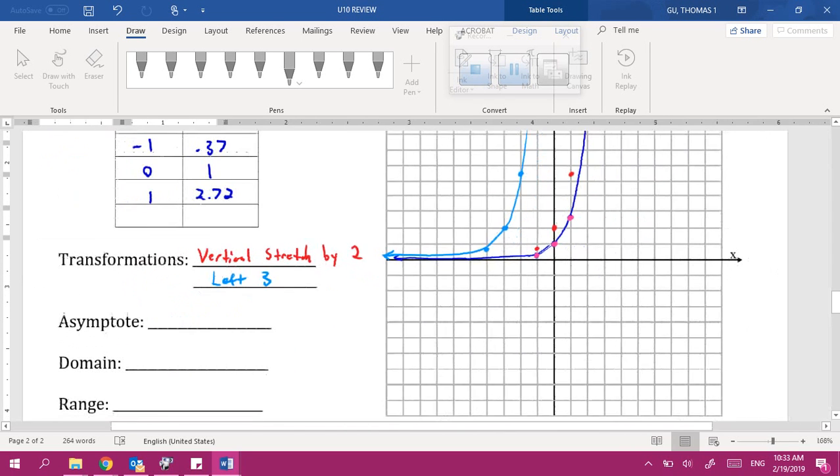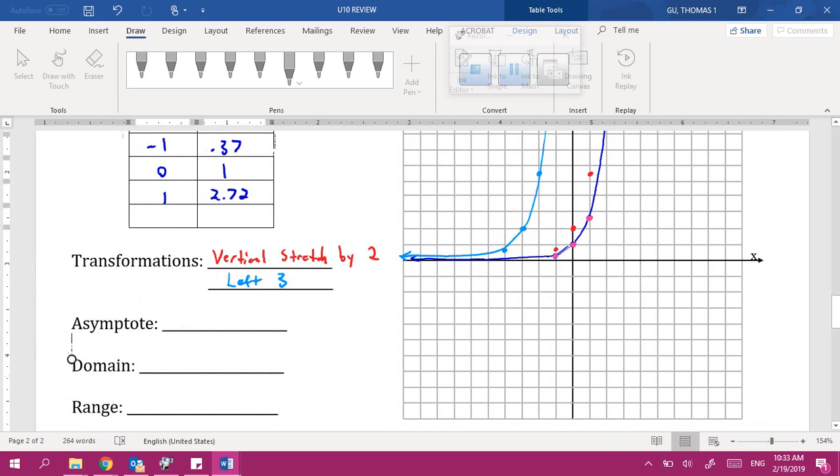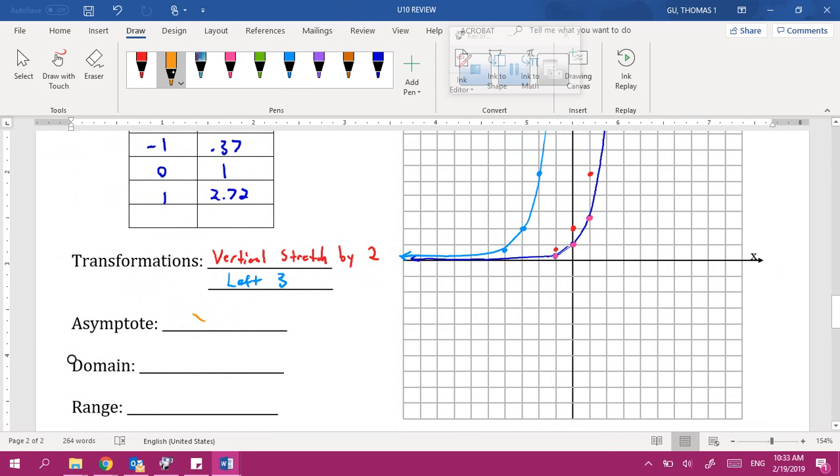So asymptote is y equals 0. That's this line right here. The range is going to come straight from the asymptote. We're going to put y, and we're going to put 0. Is it greater than or less than? It's going to be greater than because our graph is above the asymptote.